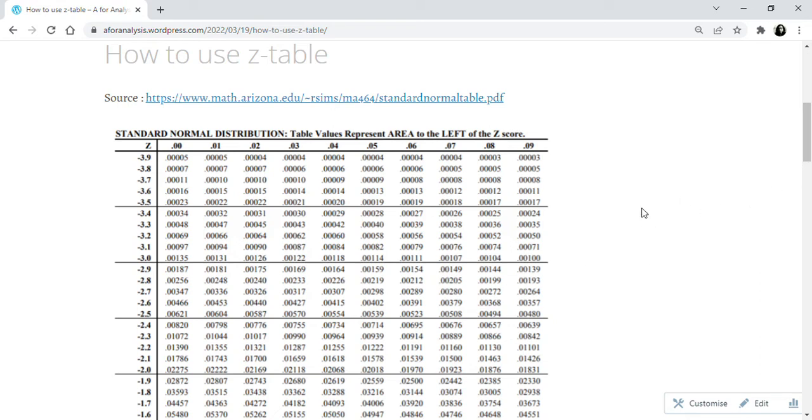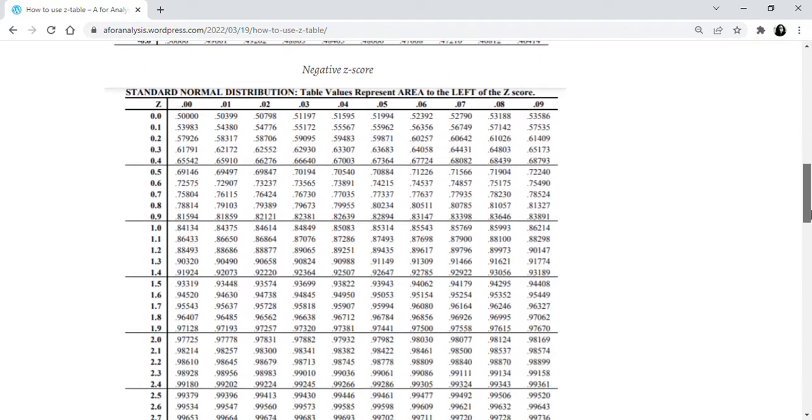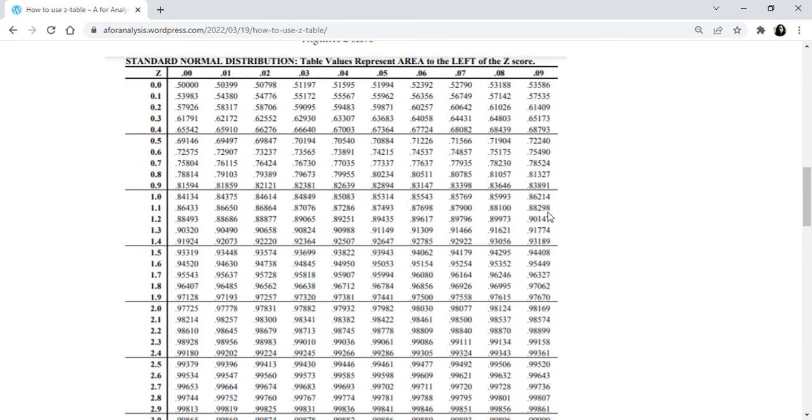So there are actually two tables. One is for negative z-score. As you can see, the row indices are negative, and there is one more similar z-table which is in positive. So all the numbers given in this table represent the area to the left of the z-score.